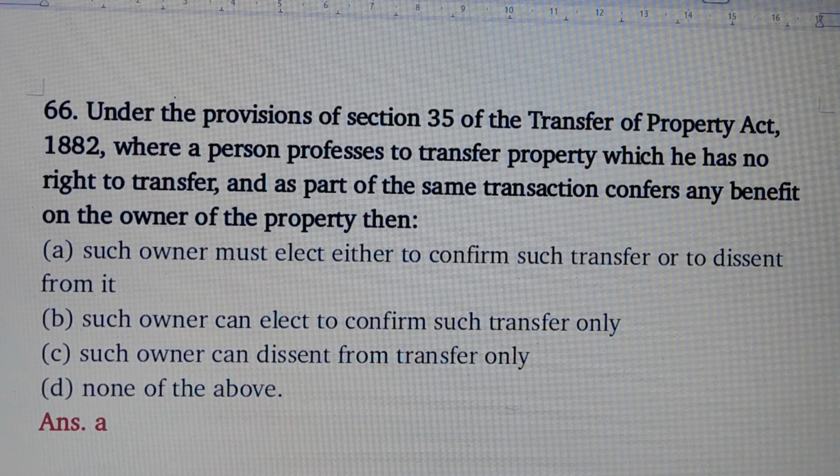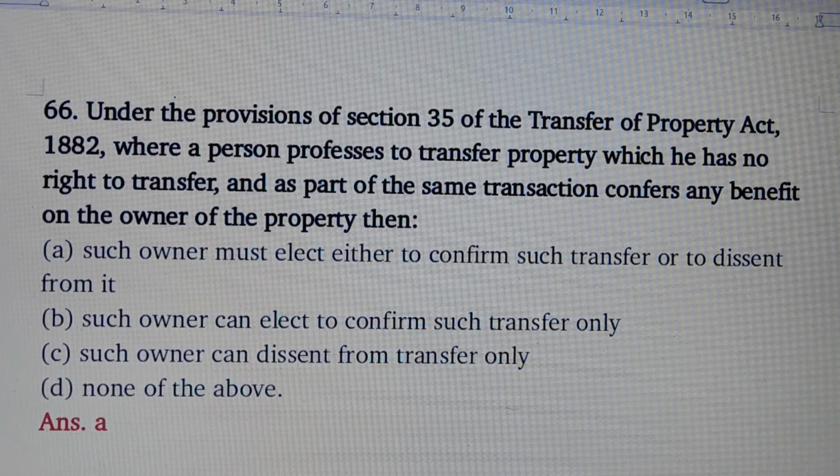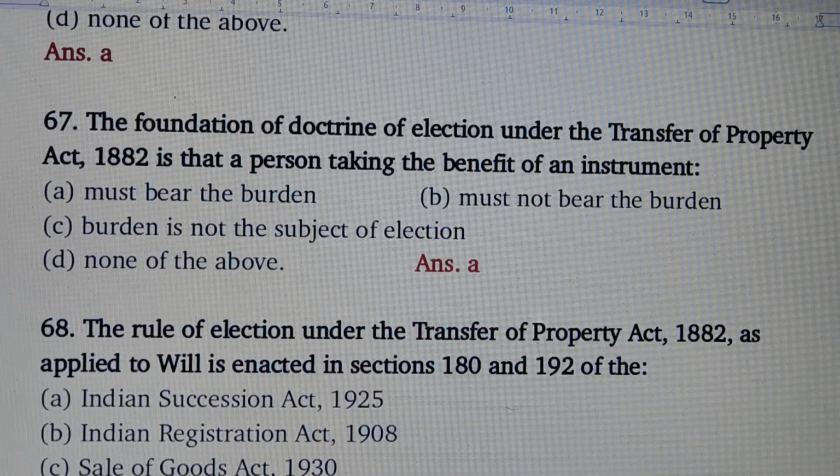Question number 66. Under the provision of section 35 of the Transfer of Property Act, where a person proposes to transfer property which he has no right to transfer, and as part of the same transaction confers any benefit on the owner of the property, then answer is option number A. Such owner must elect either to confirm such transfer or to dissent from it. Question number 67.